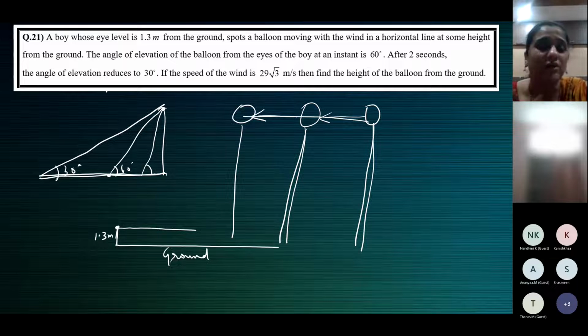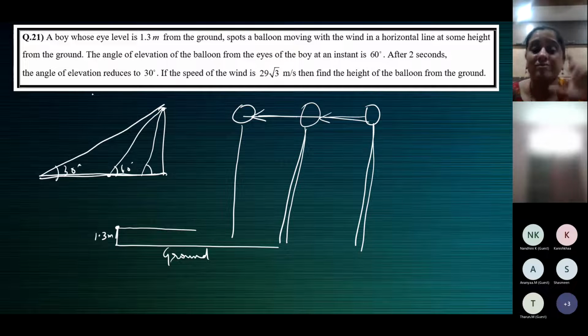Now, I don't want anybody walking in the class, please listen to me. What we need to understand here is the boy does not change his position. It's the balloon which takes a new position. We have one initial position and one final position for the balloon, but the boy is at the same place. He looks at the balloon at two different positions from the same place.